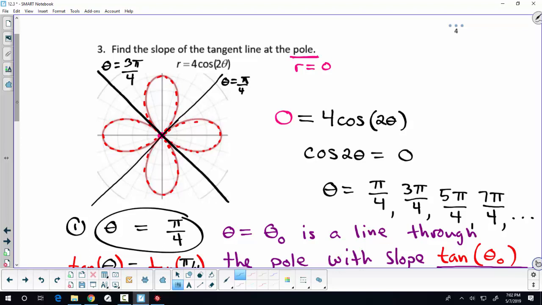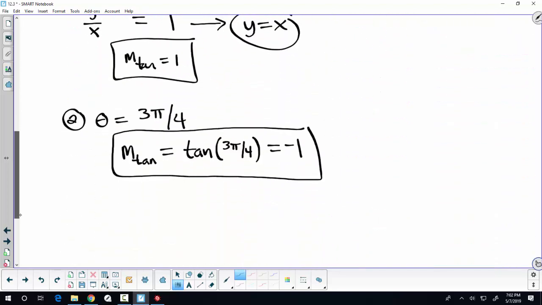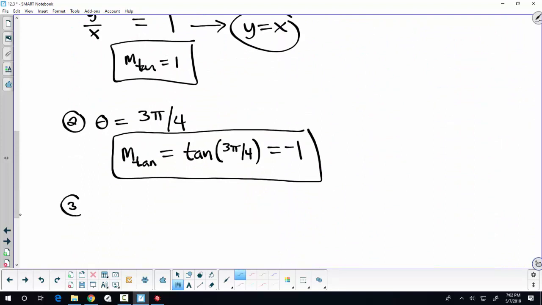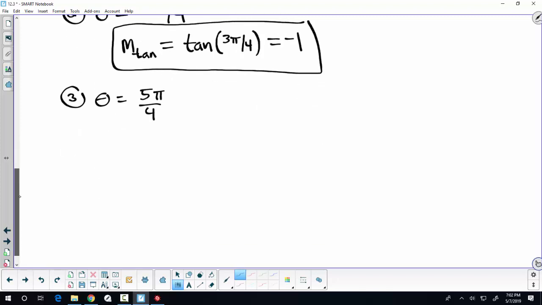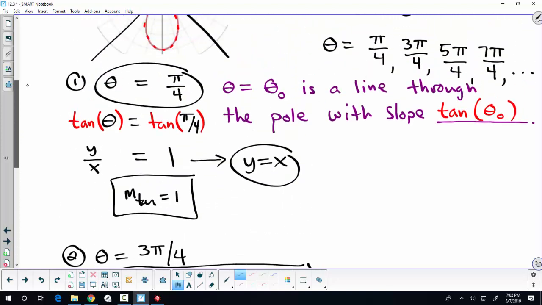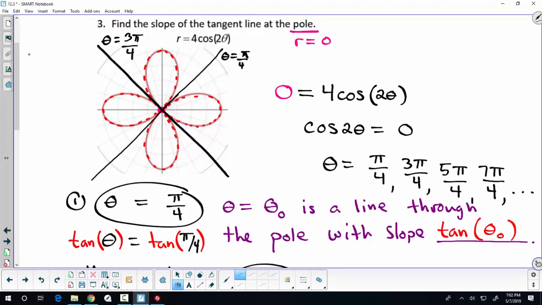So what happens when we get to a theta value of 5 pi over 4? Just compute when theta is 5 pi over 4. Again, the slope of that line is the slope of the tangent line in this case, and the tangent of 5 pi over 4 is equal to 1. What about 7 pi over 4? -1. So in fact, we just have these two lines. They keep repeating.